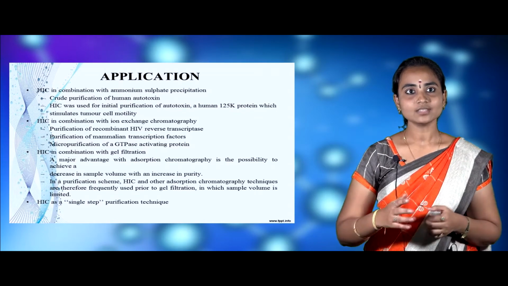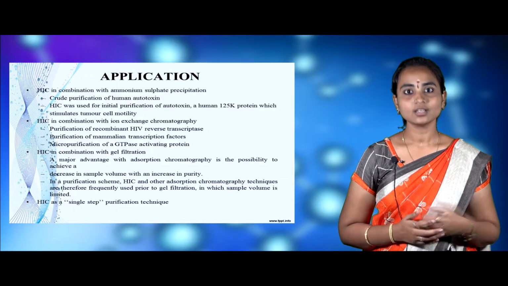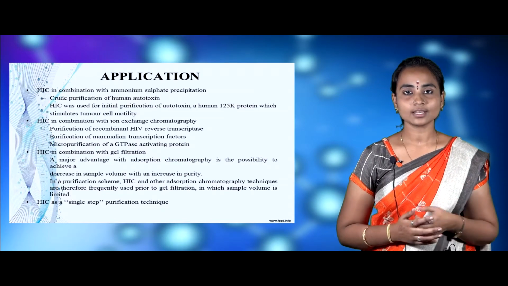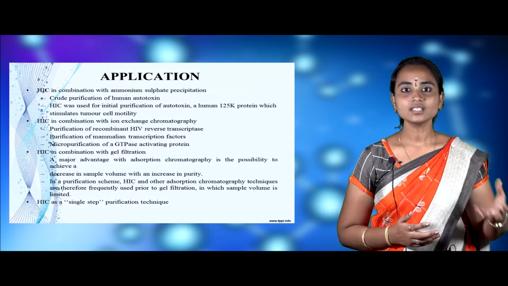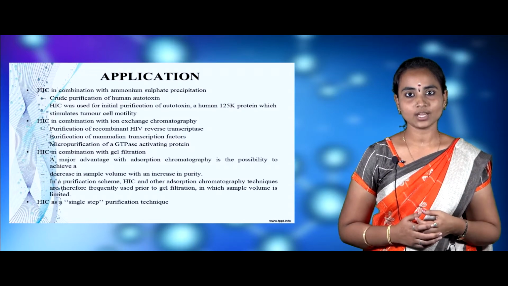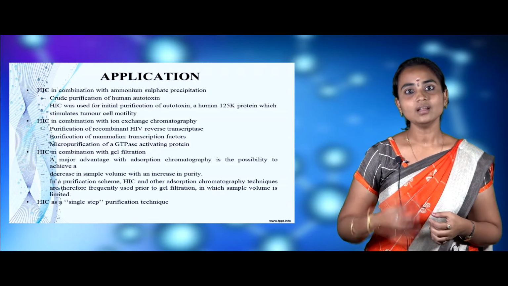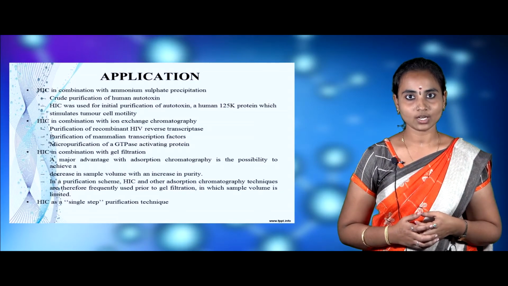Some of them are, first one is HIC in combination with ammonium sulfate precipitation. So in this combination, it can be used for crude purification of human autotaxin, and HIC was used for initial purification of autotaxin. For example, a human 125 kilodalton protein which stimulates tumor cell motility.